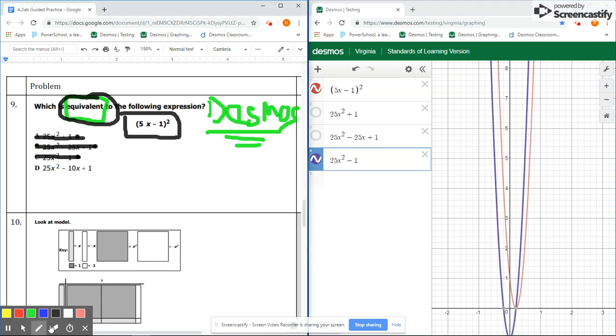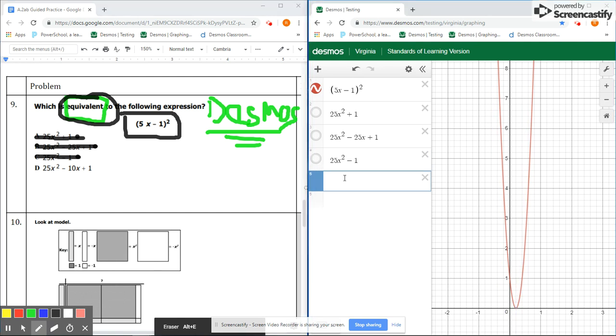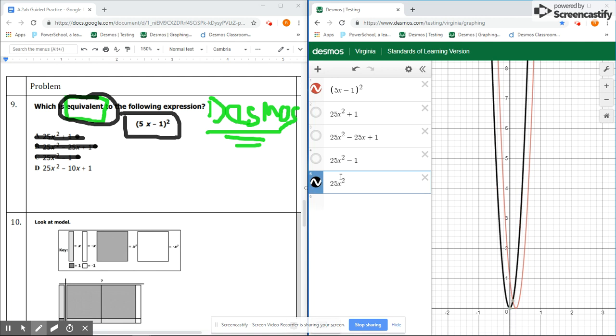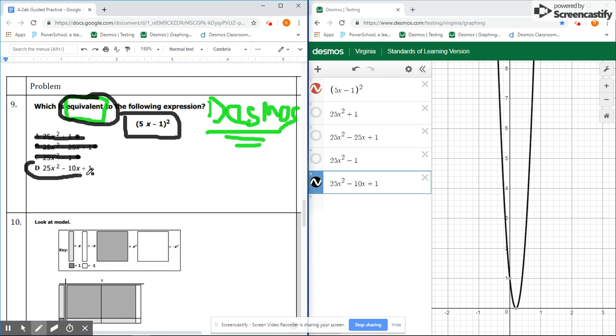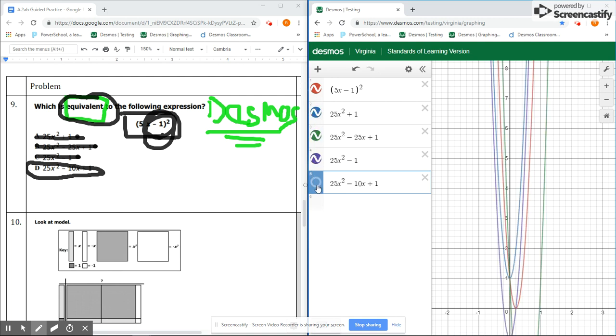So it has to be D, but we're going to try it anyways because maybe I messed up on A, B, or C. 25x squared minus 10x plus 1. Okay. That is the exact same as the red. All right, so we know that D is our answer. So we plug this one in to get the red here, and then we plugged in D to get the black. Notice how the only one that is the same as the red is the black here. That's how we know that that's the answer.